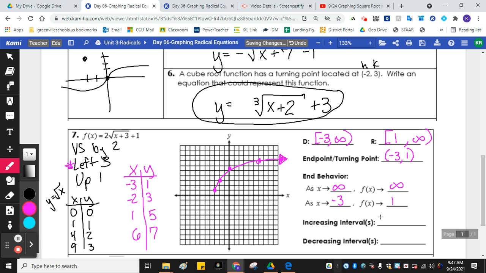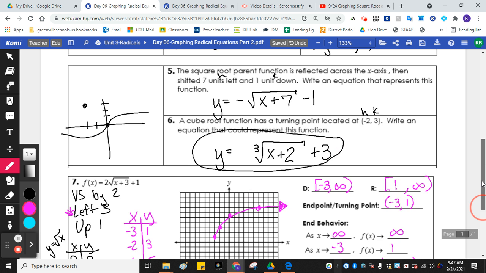It is always increasing. Remember, increasing and decreasing can't be at a point, so it's going to start from -3 to infinity, and this is never decreasing. All right, so there are your notes for today.